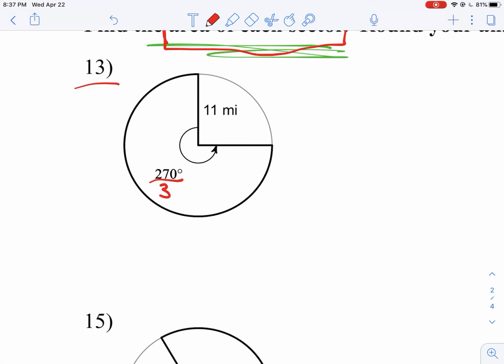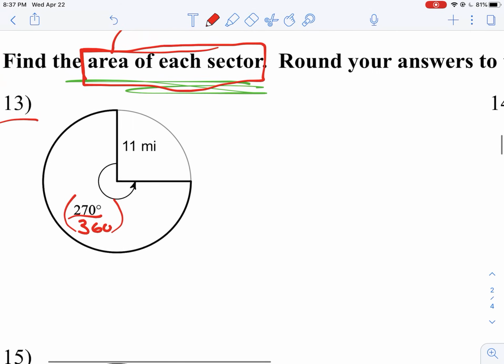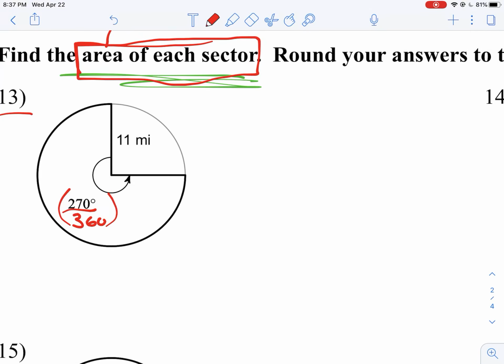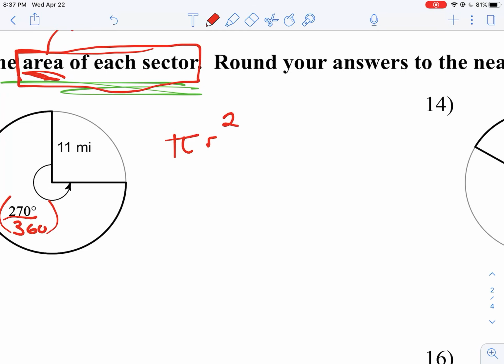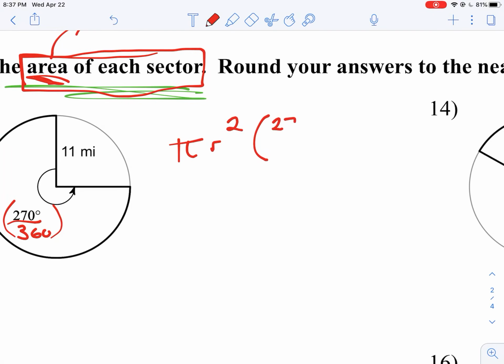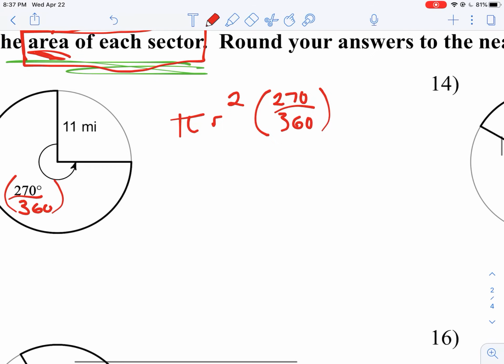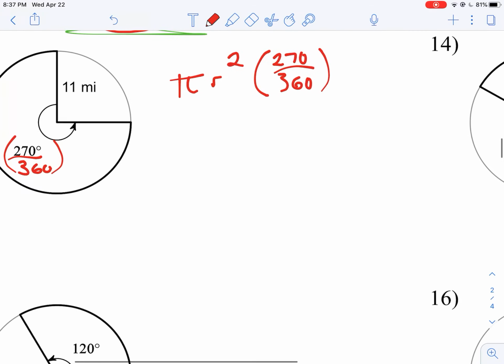I still have the fraction. I'm still going to be using this, the 270 over 360, but instead of using the circumference formula, since I'm talking about area, I'm going to use the area formula. So the area formula is pi radius squared, and then after that, that's where I'm going to put my ratio, the 270 over 360, which I think we did already, so I'll simplify it in this next step.